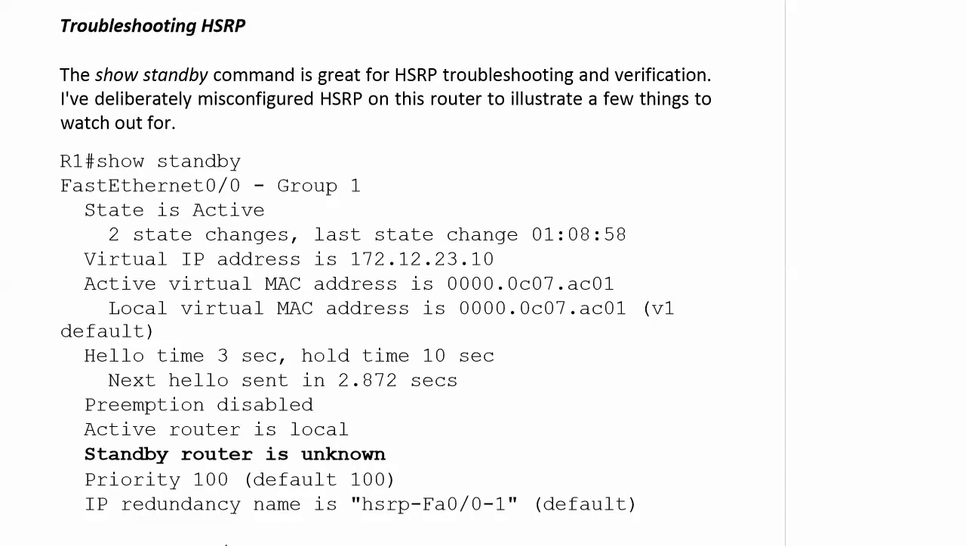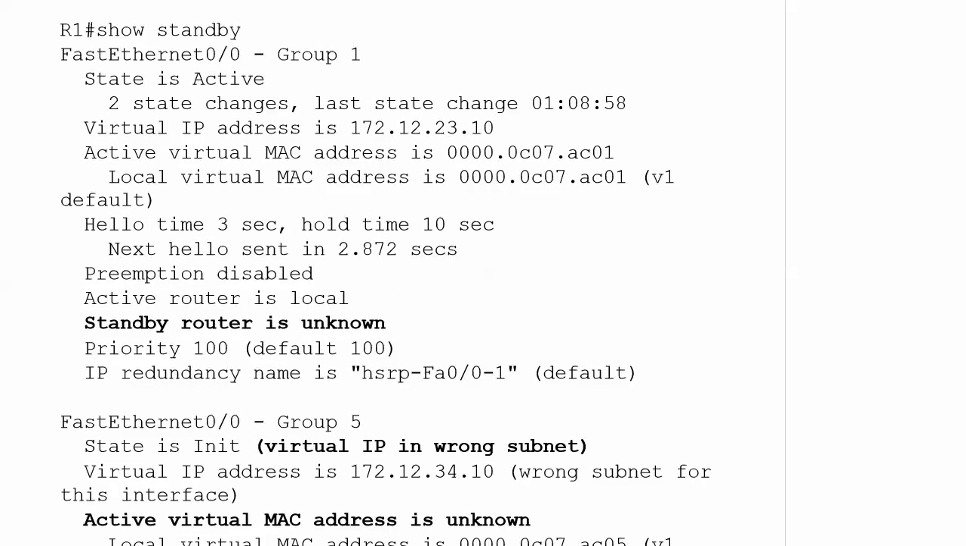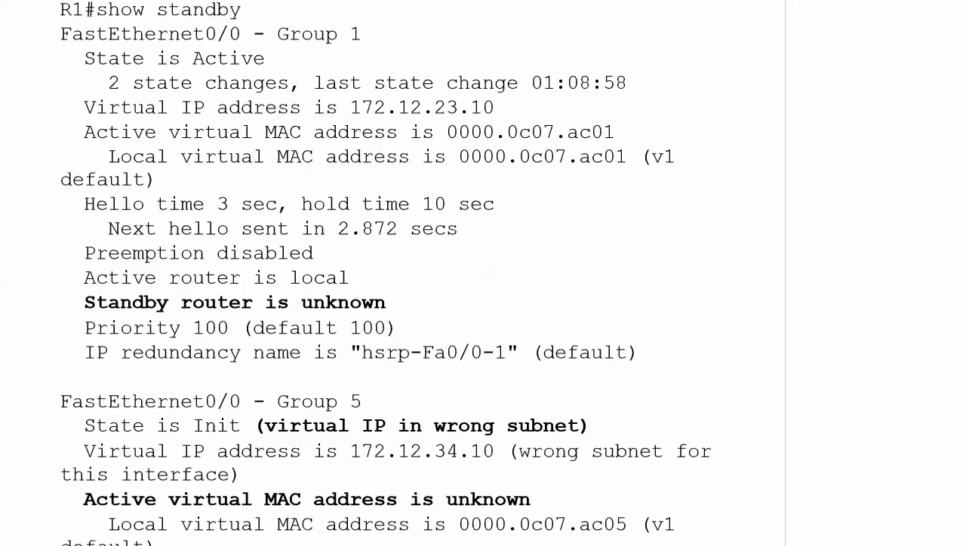Now, a little troubleshooting. Show standby really is just your command for HSRP. And while I'm showing you this from the board, I went in and deliberately misconfigured HSRP quite badly on a router so I could show you a couple things to watch out for. In router 1 here, you'll note bolded is standby router is unknown. And here, with group 5 on the same router, state is init, virtual IP, and wrong subnet.